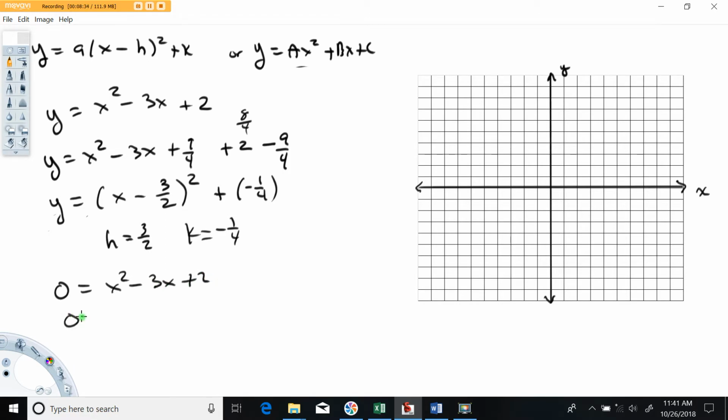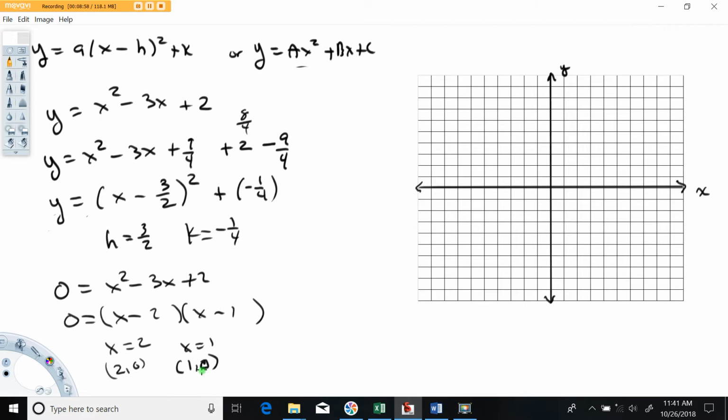Solving for x. I think this one's factorable. It's looking like x minus 2, x minus 1 to me. Yep, that works. All right, so the solution for this part of the equation is x equals 2. So we know it goes through the point 2, 0. The solution for this one is x equals 1. So we know it goes through the point 1, 0.